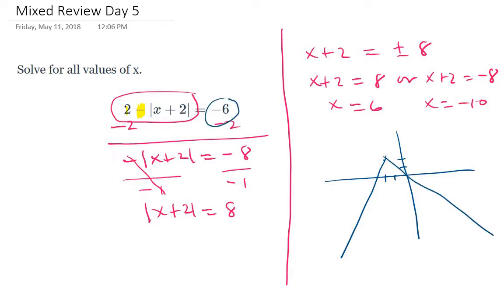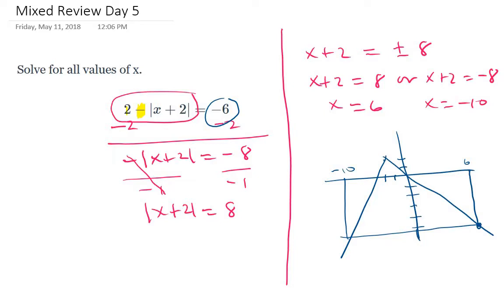And then we want to know where this is equal to -6. So you draw the line -6, 1 2 3 4 5 6, and you draw that line. You will see the intersection will be somewhere over here at 6, and somewhere over here at -10. So basically that's what it is all about.